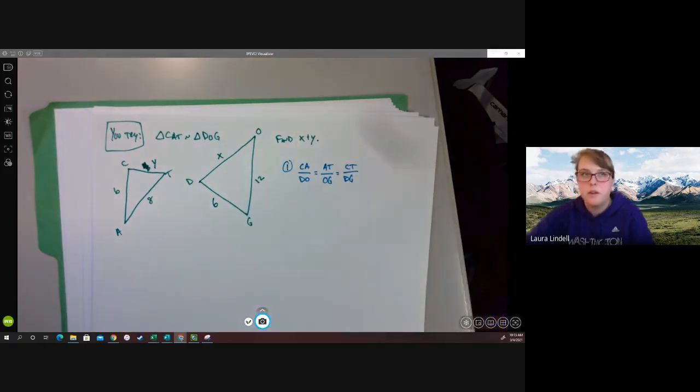If you started off with those ratios, you're on the right track. CA should be over DO. AT should be over OG. CT should be over DG. Then go fill in those numbers that go with it.